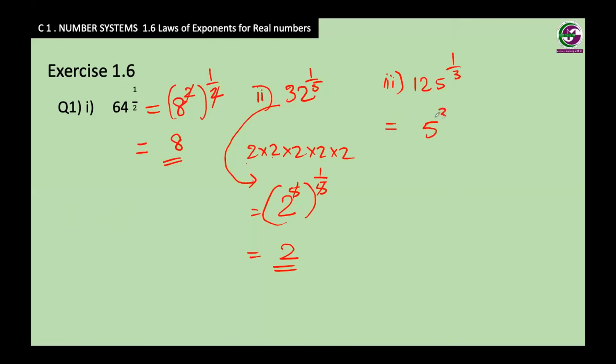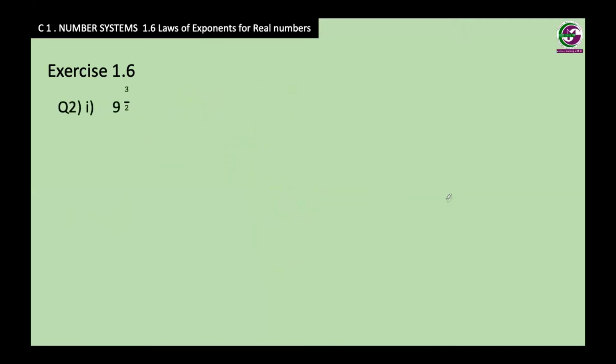125 is 5 power 3. All of us know about it, right? And these two get cancelled, and your final answer will be 5. Okay, let's move on to question 2.